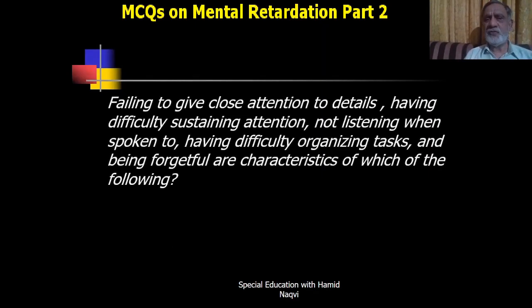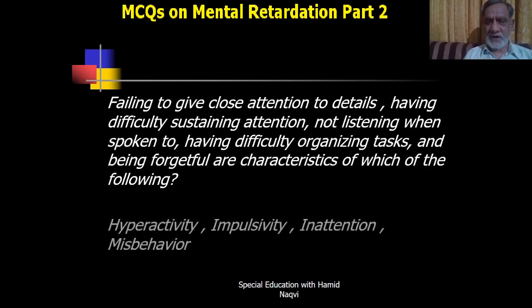Failing to give close attention to details, having difficulty sustaining attention, not listening when spoken to, having difficulty organizing tasks, and being forgetful are characteristics of which of the following? Hyperactivity, impulsivity, inattention, or misbehavior. Correct answer is inattention.